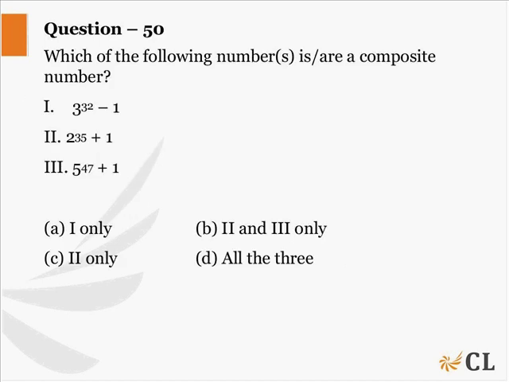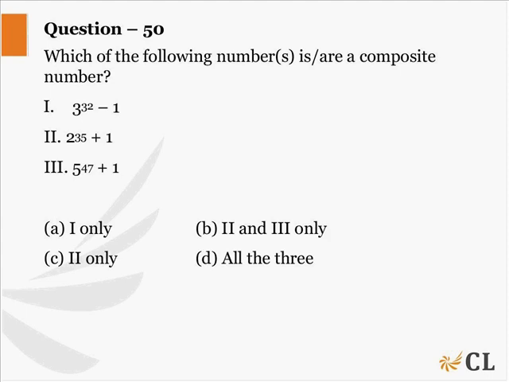Again, a good question. Composite number. What are composite numbers? If I talk about prime numbers, all numbers which have exactly two factors are prime numbers, right? So, for example, 17 is a prime number because it has only two factors, 1 and 17. 19 is a prime number because it has two factors, 1 and 19. So, one of the factors should be 1, and the other is the number itself. And the composite numbers are numbers which have more than two factors.